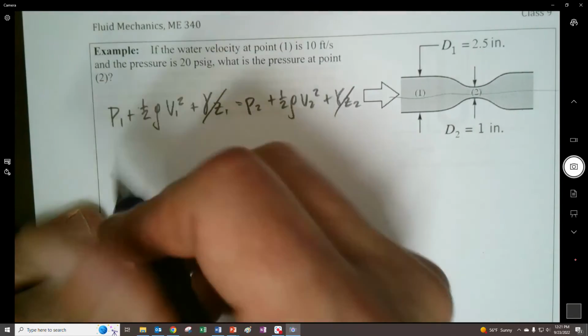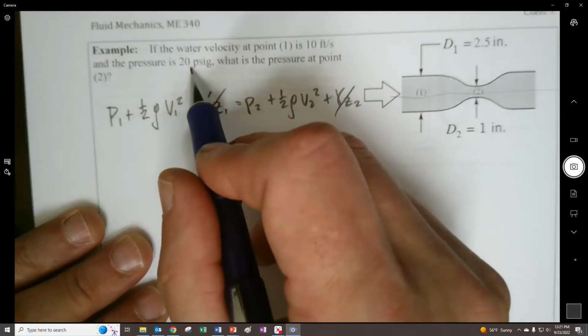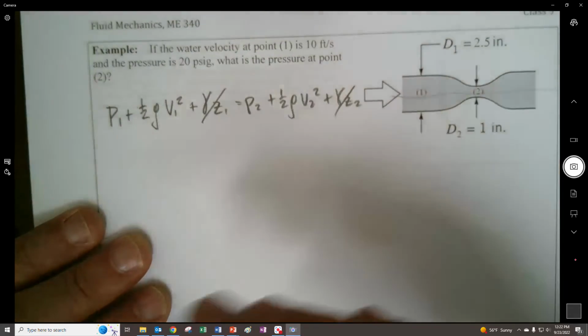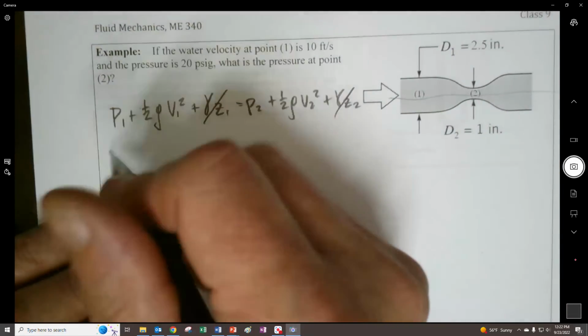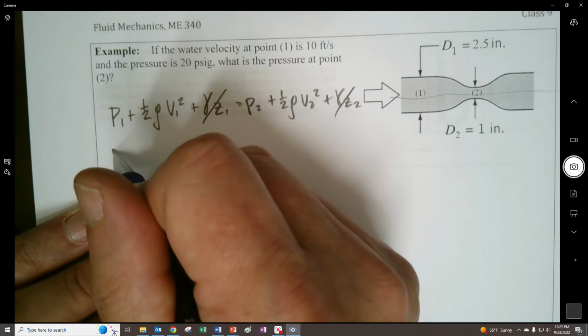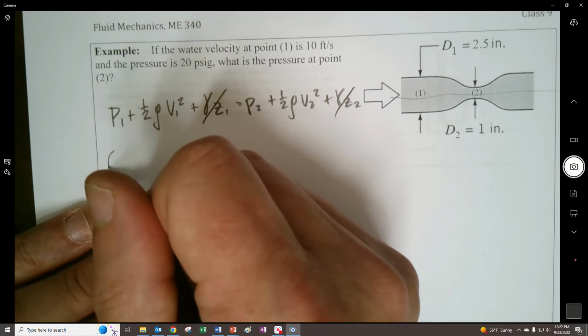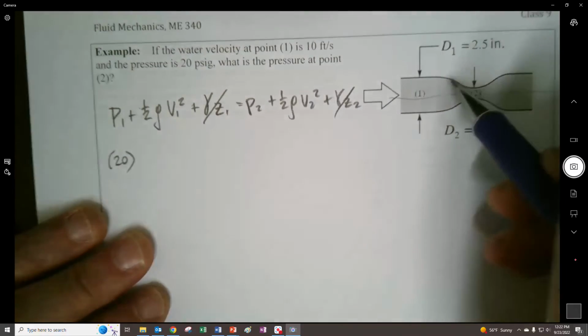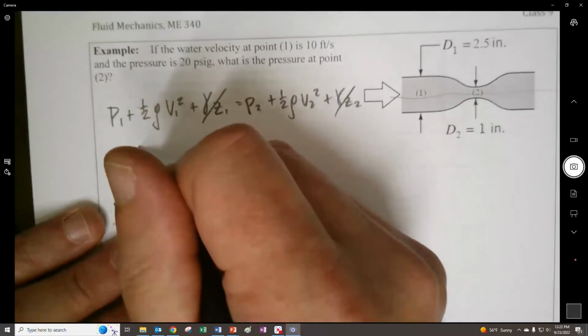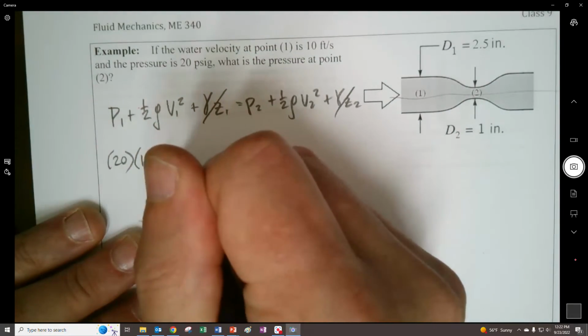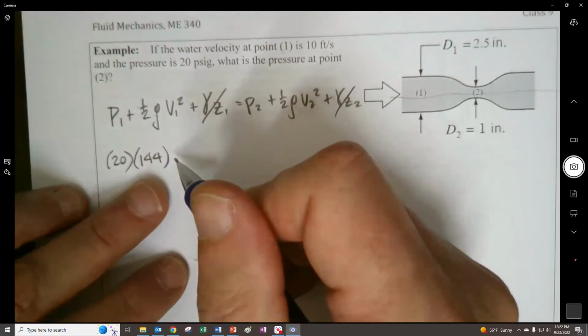But we have P1. They tell us it's going to be 20 psig. We're going to stay with gauge pressure. So let's stay with gauge pressure and say that it's going to be 20. But I'm going to work in feet pounds per square foot, so I'm going to multiply that by 144 inches squared per foot squared.